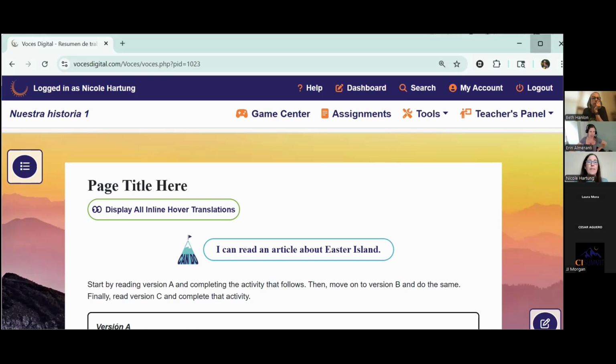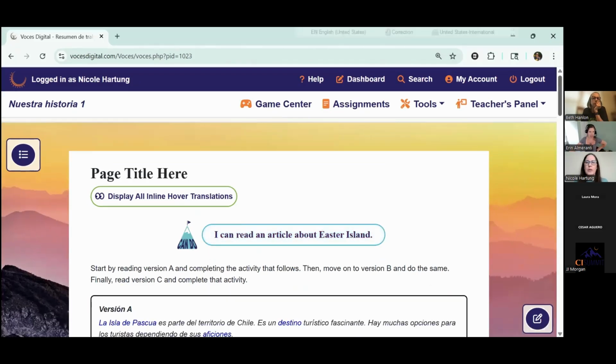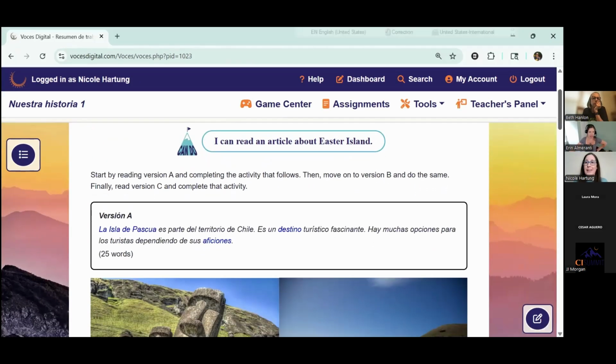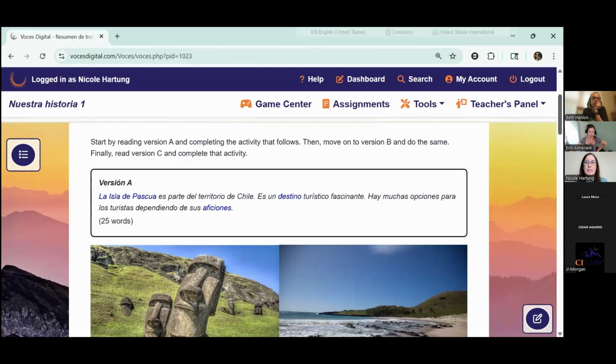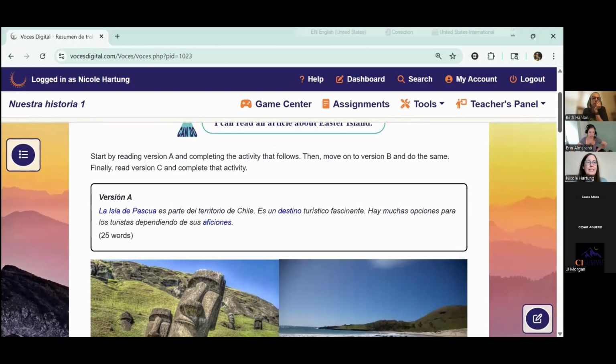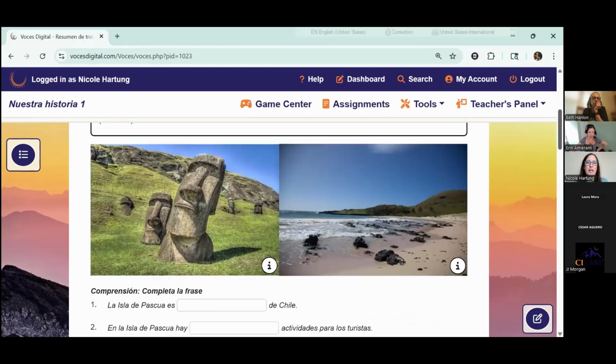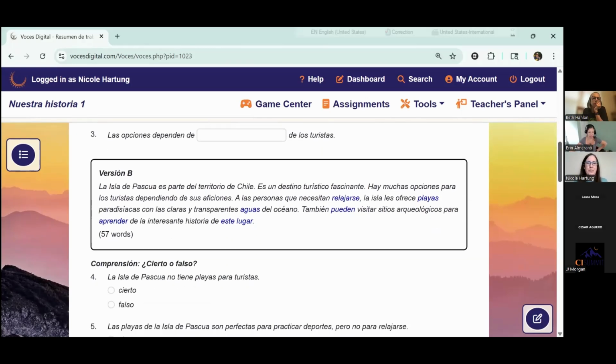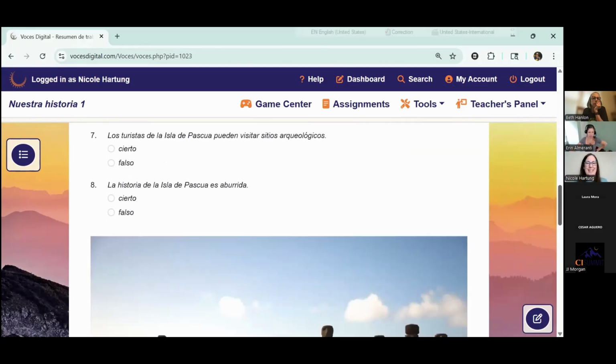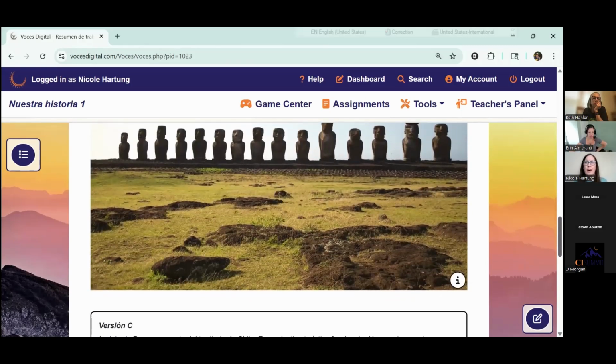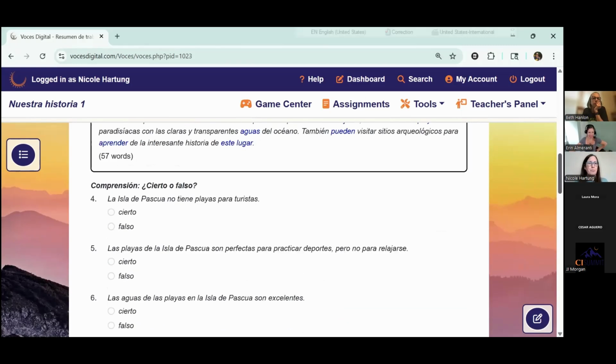Okay, so we have our lovely can-do statement. What are we doing? What is the point? Everything is meaningful. There's no busy work. There's only meaningful work in my class. I show them how to do the version A, answer some questions, version B, answer some questions, etc. We work through this together. They love Easter Island. They love it.